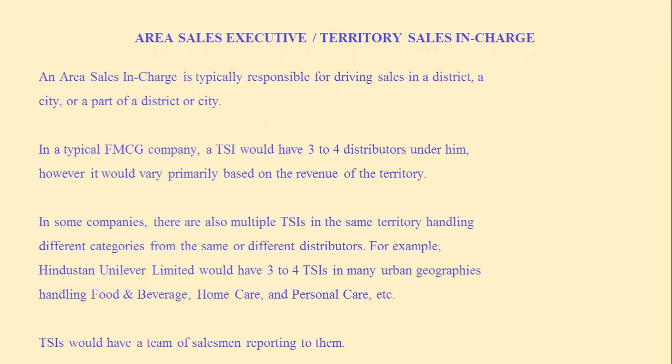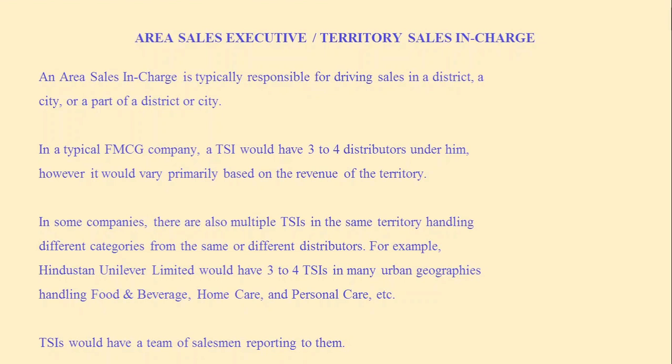Area sales executive, territory sales in charge, or sales officer. Normally this person has a responsibility of sales in a district, a city, or a part of a district. Typically in an FMCG company, a TSI has about 3 to 4 distributors under him. However, primarily the revenue is based on the kind of territory which has been offered to him. In some situations, multiple TSIs are handling different categories of the same distributors or different distributors.